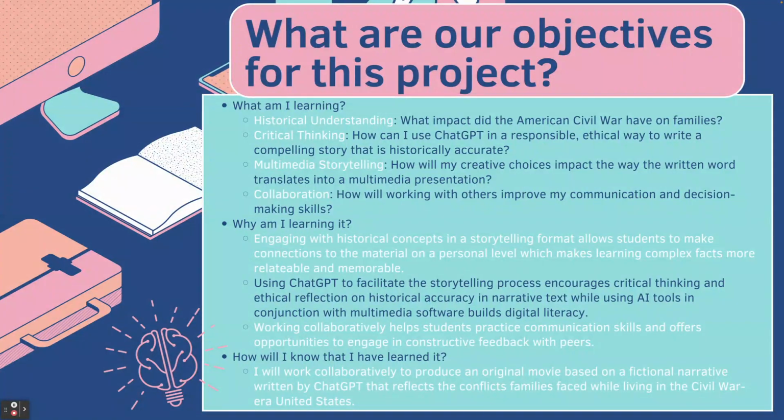So let's look first at our objectives for our project. So what am I learning, why am I learning it, and how will I know that I have learned it? There's a lot that you're going to be learning with this activity, and we have quite a few questions that we're going to be asking ourselves throughout the process. What impact did the American Civil War have on families? How can I use ChatGPT in a responsible, ethical way to write a compelling story that is historically accurate? How will working with others improve my communication and decision making skills?